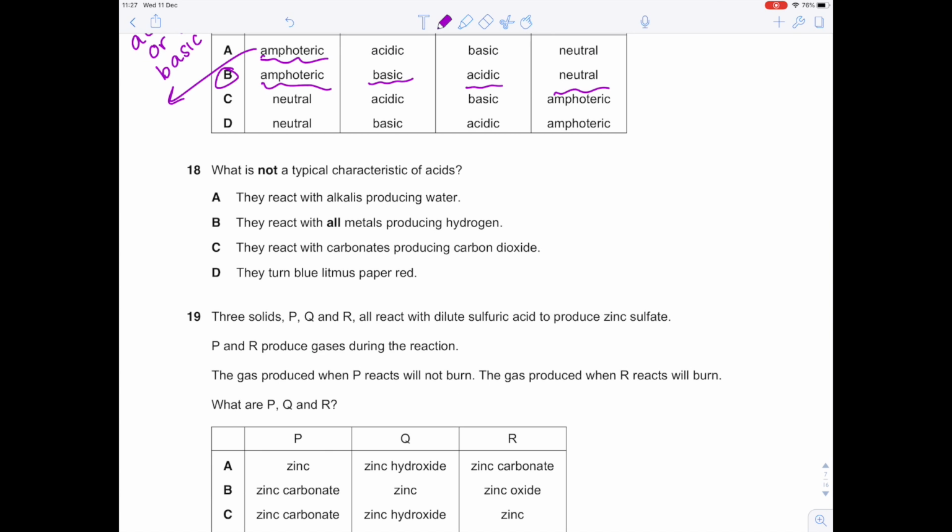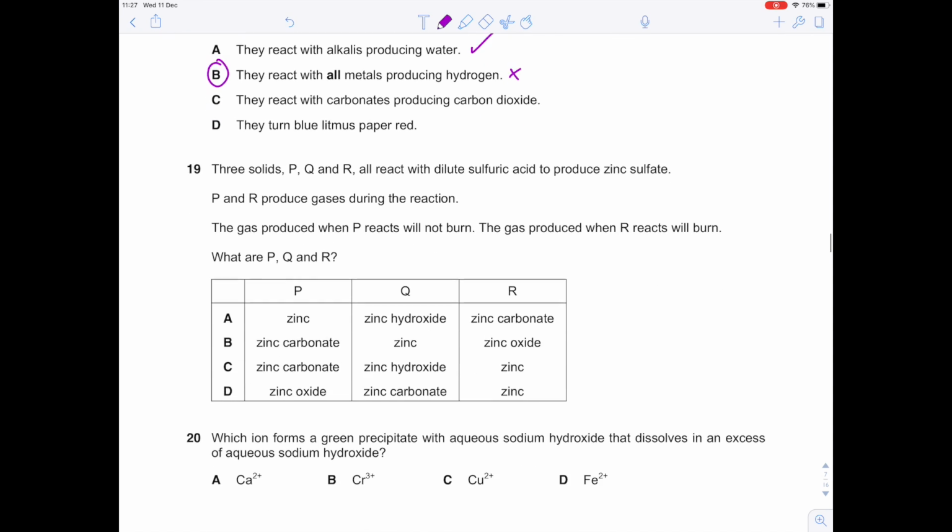18. What is not a typical characteristic of acids? They react with alkalis producing water. Well, they do that. They react with all metals producing hydrogen. No, that's wrong. Metals beneath hydrogen in the reactivity series will not react with acids. So actually I'm going straight in at B.